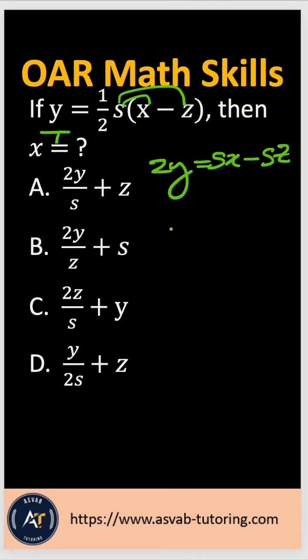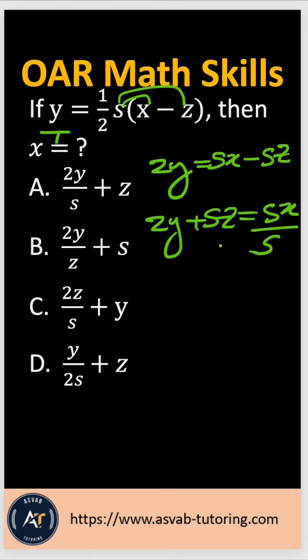Let's do that. So that gives you 2y plus sz equal to sx, right? Now divide everything by s. Divide this one by s, this one by s, that one by s.